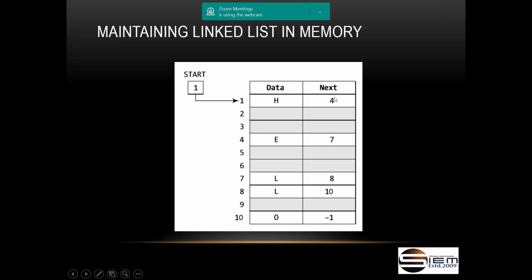Yes, ma'am. Can you repeat, ma'am? Tell me. Ma'am, the first time, what did you say? H. Yeah, this is the data part. Every node has two parts. This entire thing is a node. It has two parts, the data part and the address part. It is a structure in itself. You see, it is storing data that can be a character, an integer, a float.